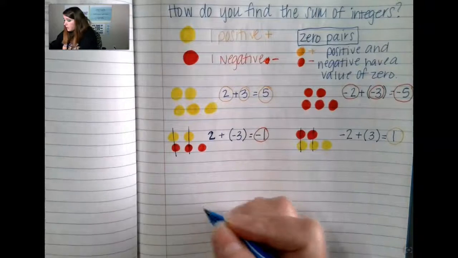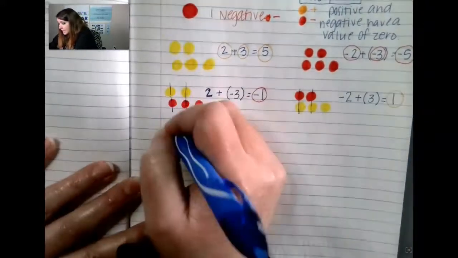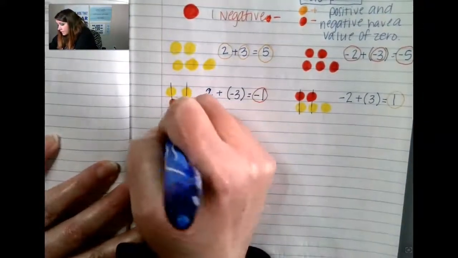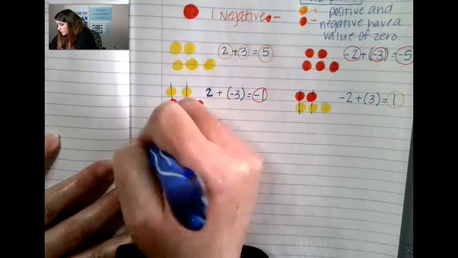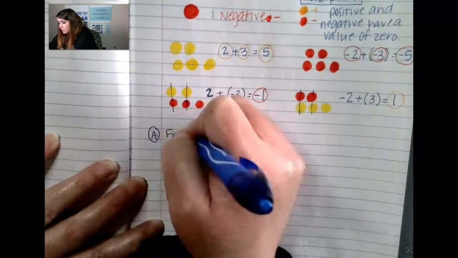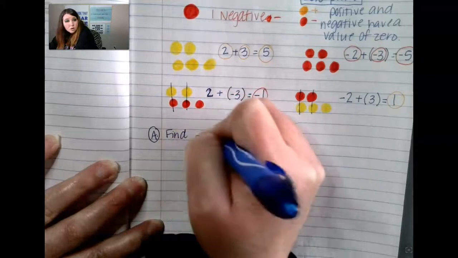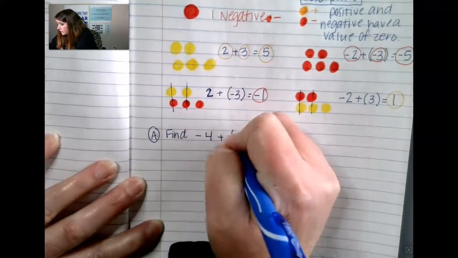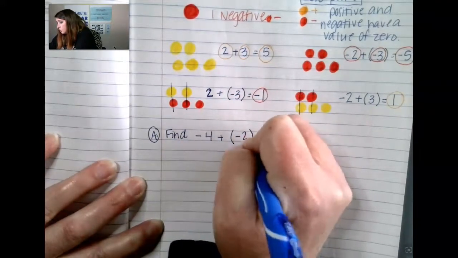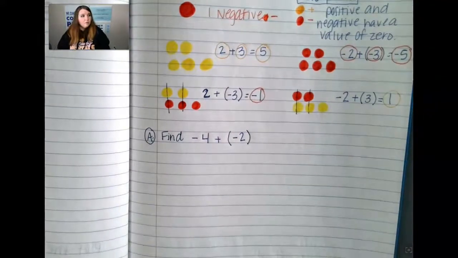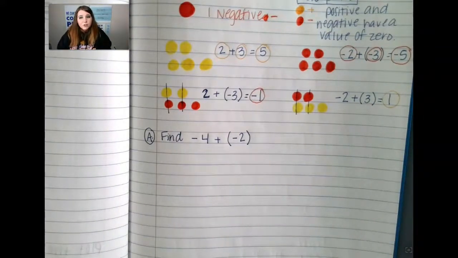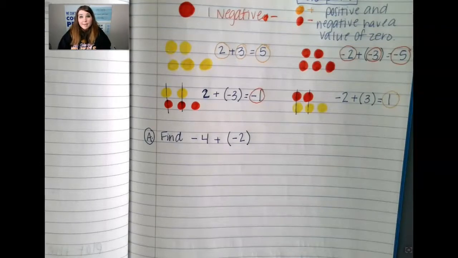Okay, the first one that we're going to work out says find -4 plus -2. So we're going to find -4 plus -2. So get your chips ready and go ahead and work on this problem without my help. So try to model it yourself, and then when you're ready, hit play.